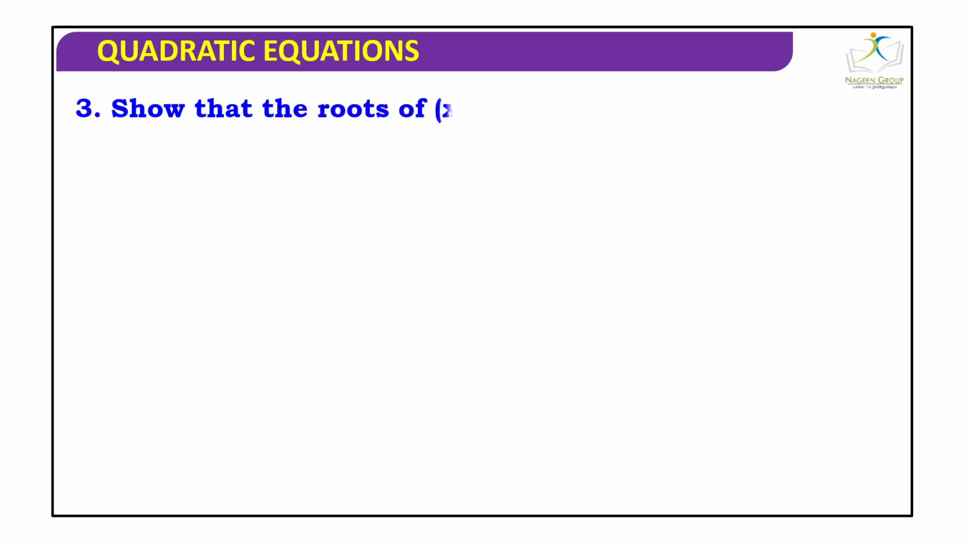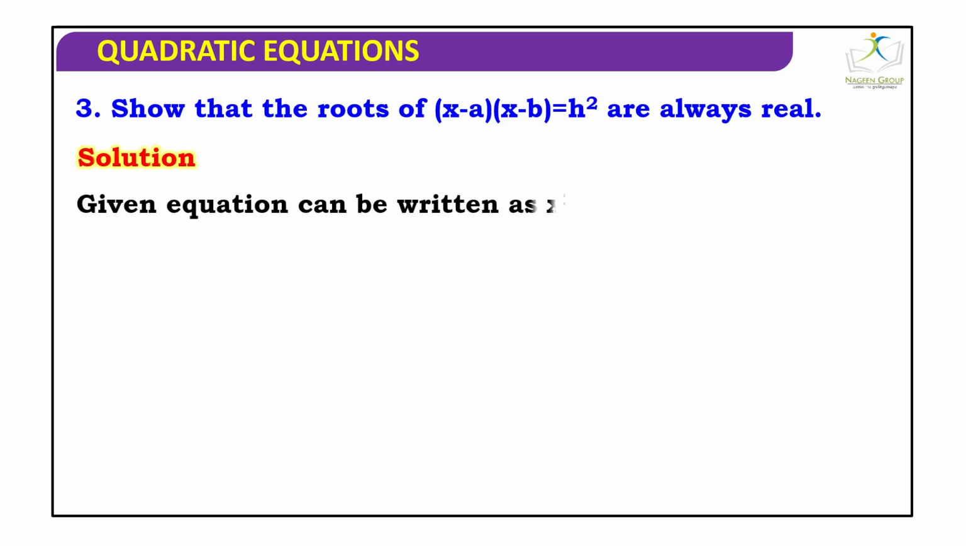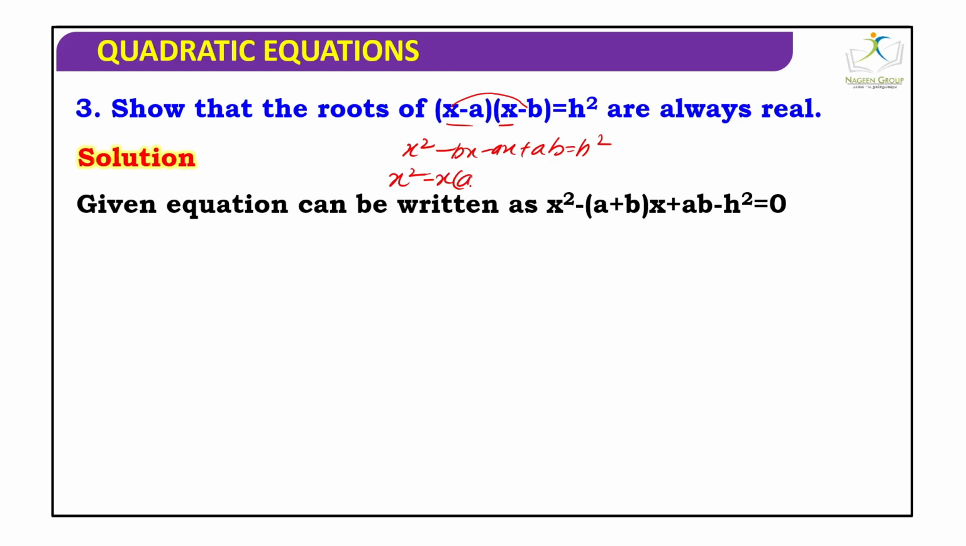Now question number 3, that is, show that the roots of the equation are always real. From here we say the equation can be written in standard form. Multiply them: x into x is x², then x into b is −bx, then −ax plus ab, and it is equal to h². From here, in x², take x common: x² − (a + b)x + ab − h² = 0, right? So this is what we have here.